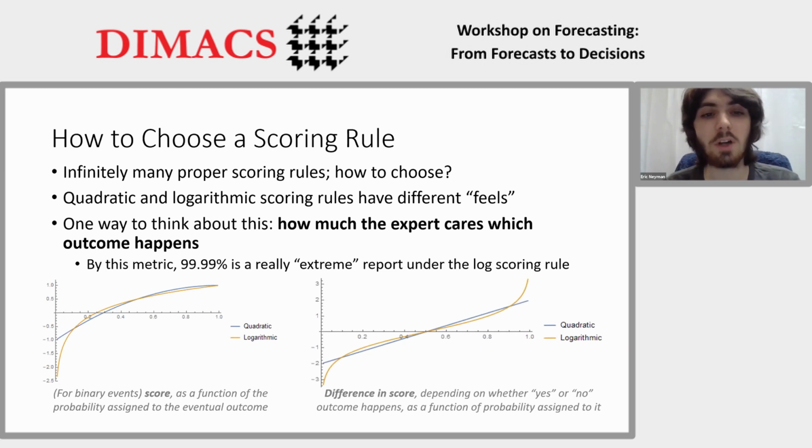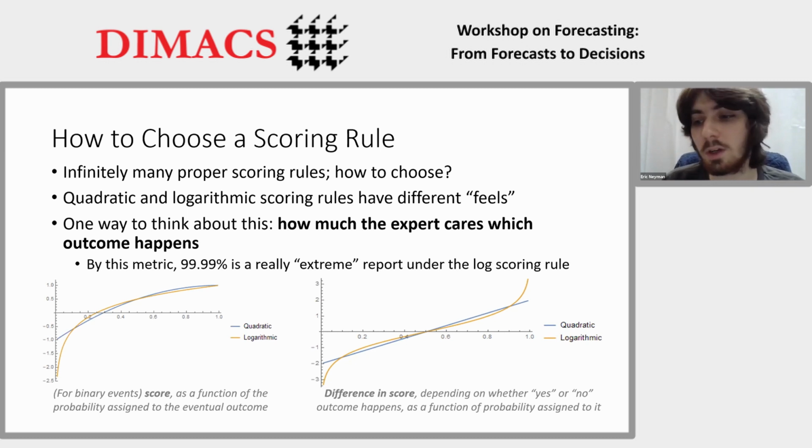And one way to formalize this distinction is to think about how much the expert cares which outcome happens as a function of the probability that they report. And that is this plot on the right here. So for example, if an expert is being rewarded with the logarithmic scoring rule, and they say 99.99%, then they really want the yes outcome to happen. So much more so than for the quadratic scoring rule.